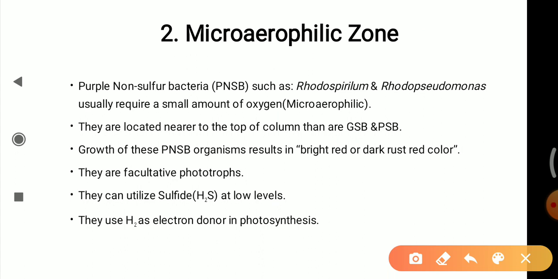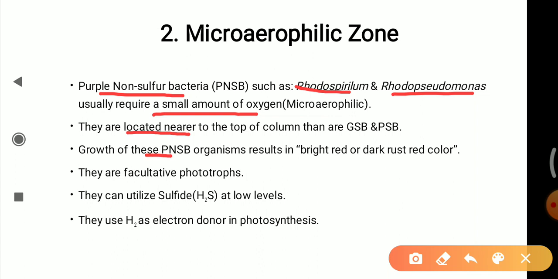Microaerophilic zone. Purple non-sulfur bacteria such as Rhodospirillum and Rhodopseudomonas usually require a small amount of oxygen. They are microaerophilic. They require oxygen but in a very low concentration. They are located nearer to the top of the column than the green sulfur bacteria and purple sulfur bacteria.